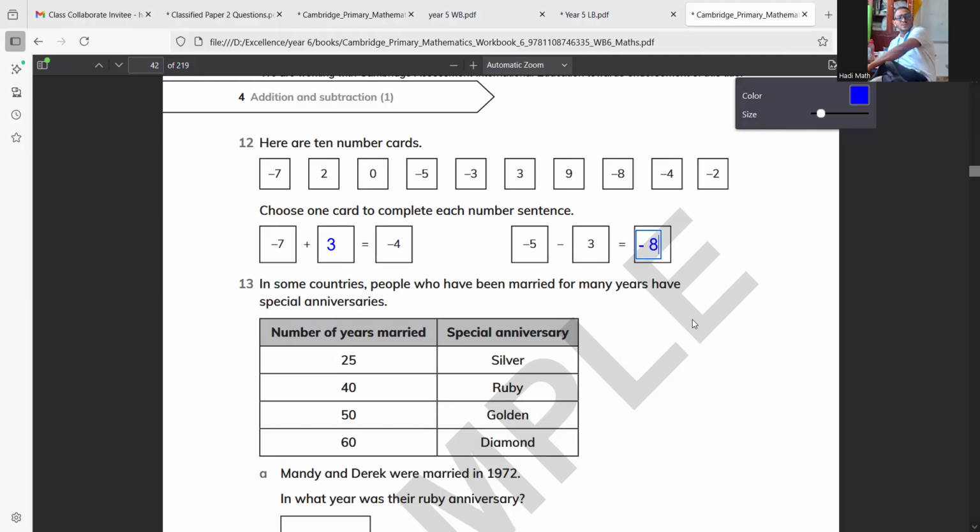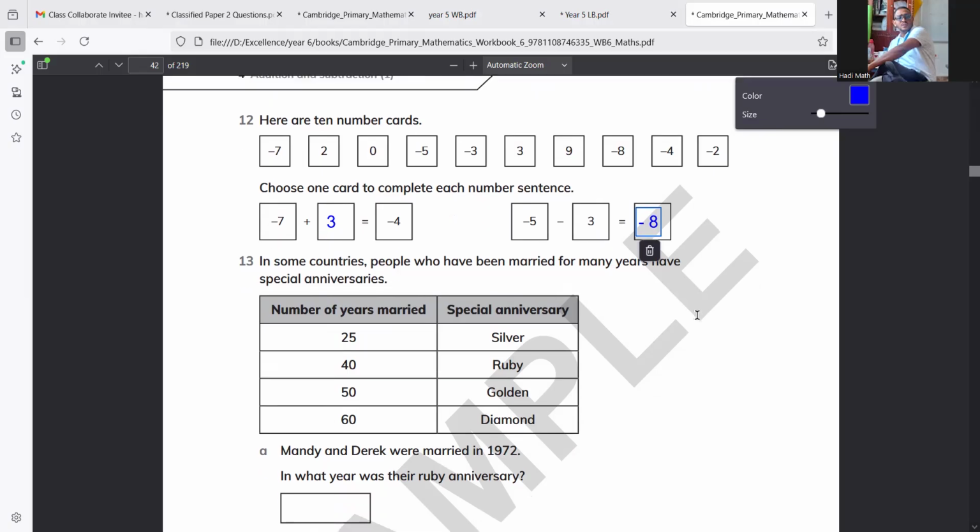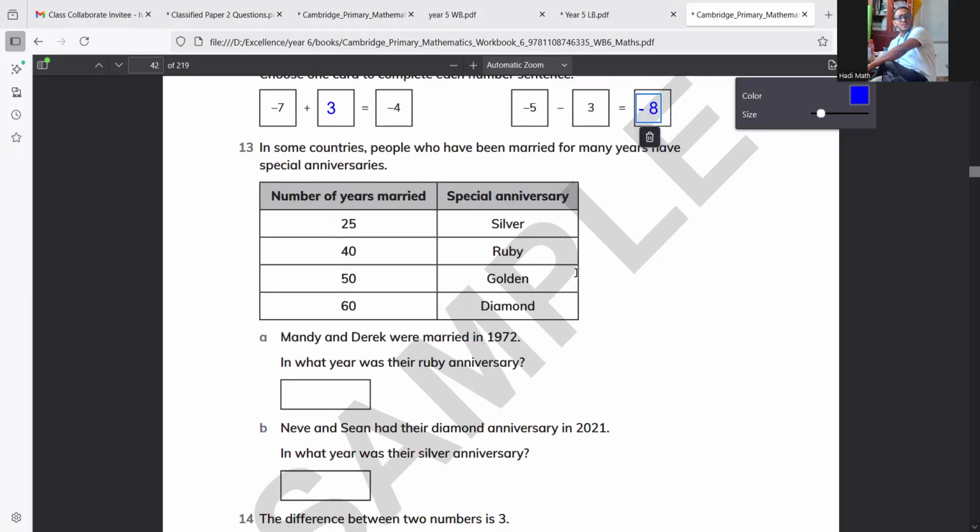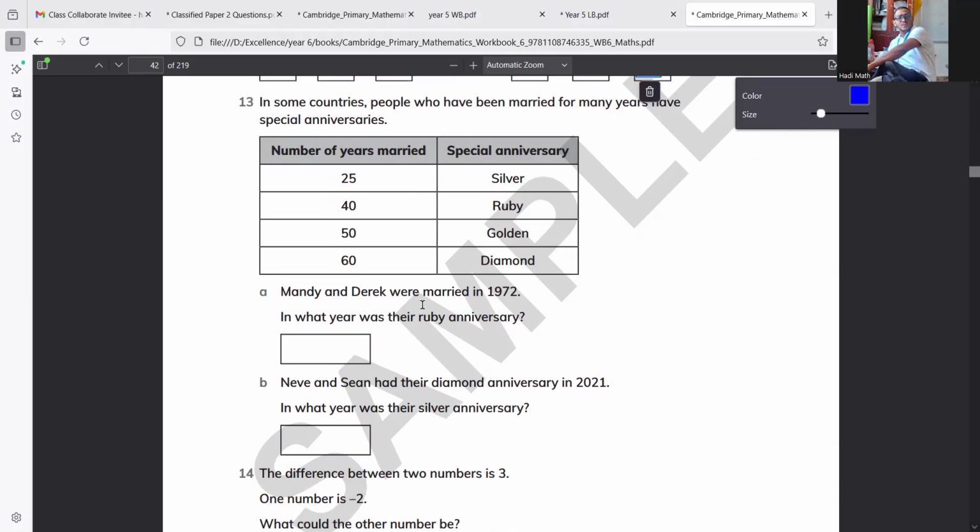Go to question number 13. They say in some countries, people who have been married for many years have special anniversaries. Number of years, special anniversaries: 25, silver. 40, ruby. 50, golden. 60, diamond. Mandy and Drake were married in 1972. In what year was their ruby anniversary?